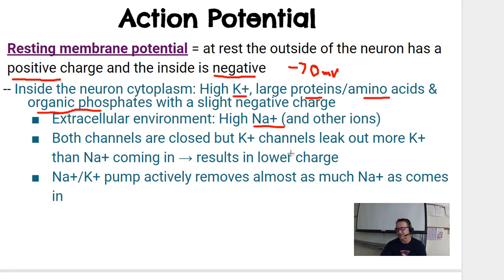Remember, there's leak channels that allow sodium to leak in and potassium to leak out, but there's way more potassium leak channels, so more of the positively charged potassium is able to leak out than positively charged sodium is able to leak in. And don't forget about the sodium-potassium pump, which uses ATP energy to actively pump out 3 sodiums and pump in 2 potassiums, helping to maintain that resting membrane potential.